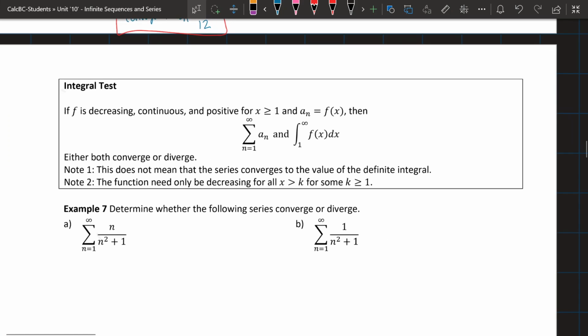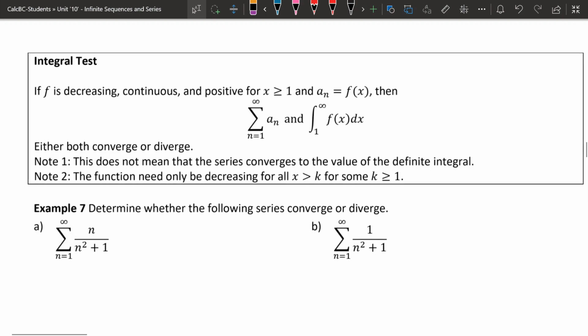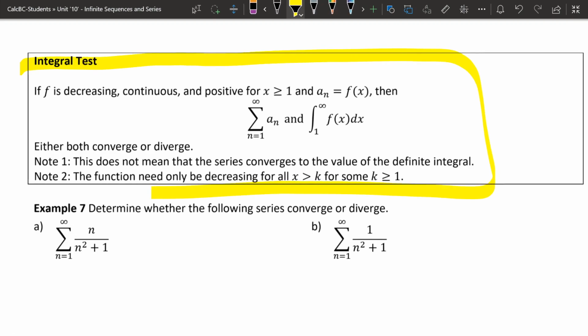All right, two more tests to go for today. The next one up is called the integral test. The integral test says if f is decreasing, continuous, and positive for x values at least 1 and a sub n equals f of x, then we can say our sigma of a sub n and our integral from 1 to infinity of f of x with respect to x either both converge or both diverge.